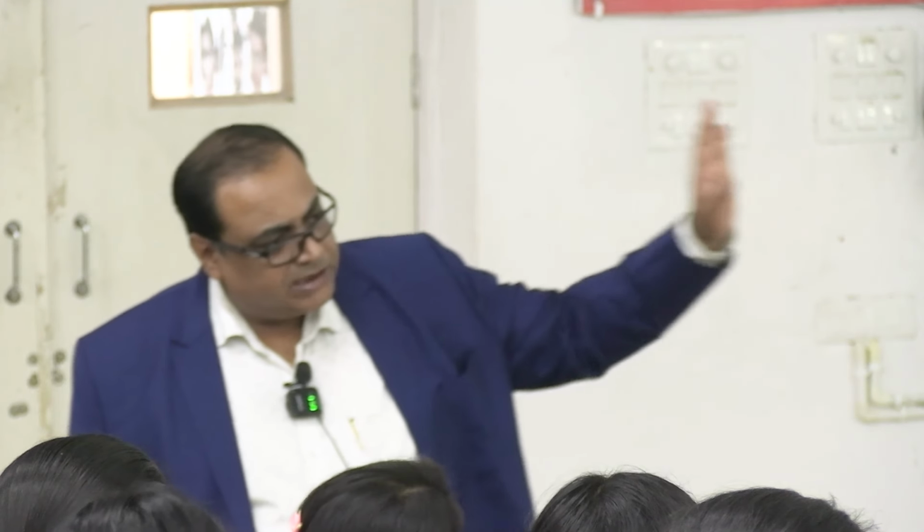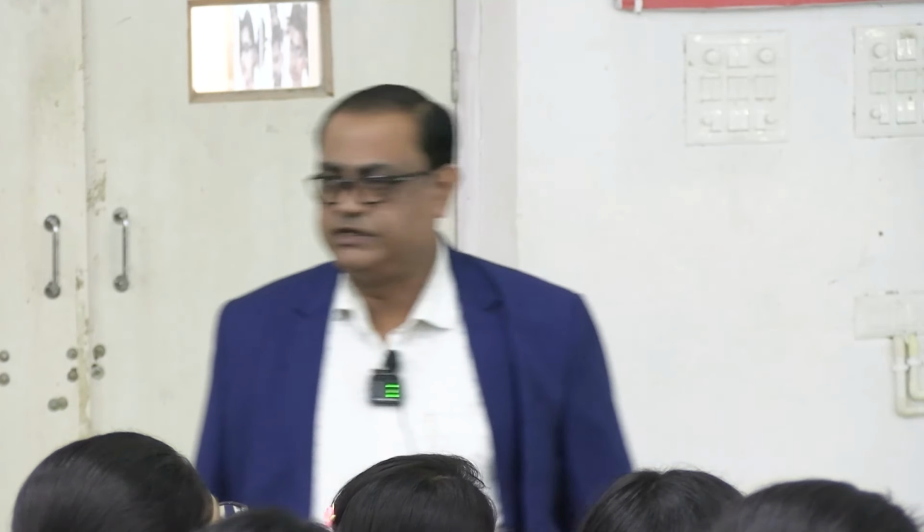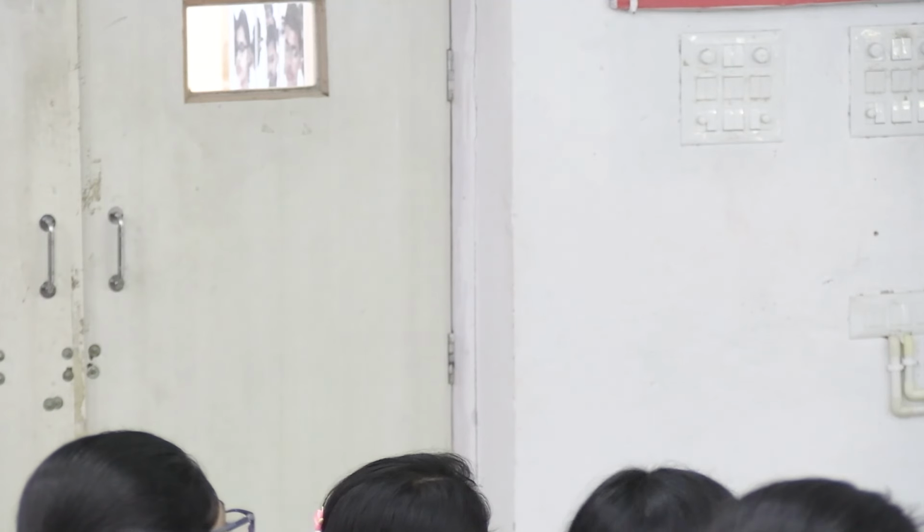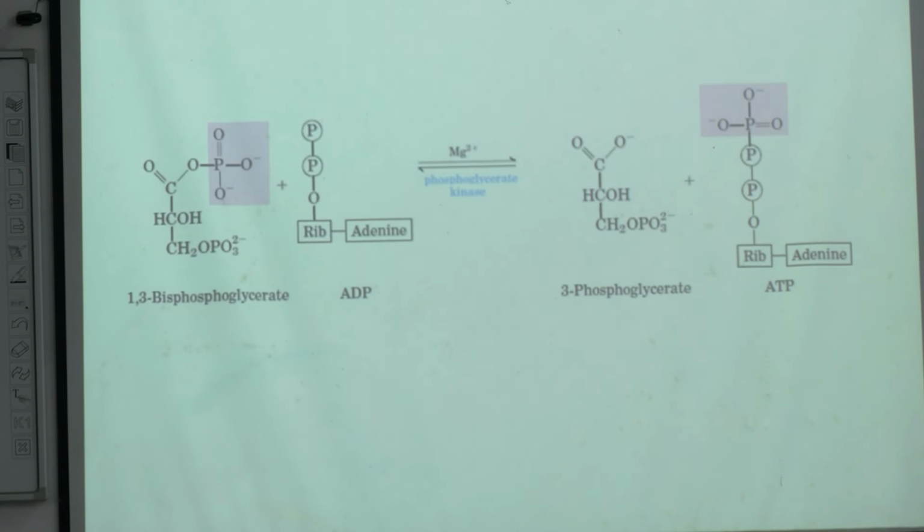So they are called substrate level phosphorylation, and if it takes place inside mitochondria, we call it oxidative phosphorylation. If it takes place in the cytosol, we call it substrate level phosphorylation. Now obviously the oxidative phosphorylation is more efficient because it produces a larger amount of ATP. But there is more similarity between these two than dissimilarity.